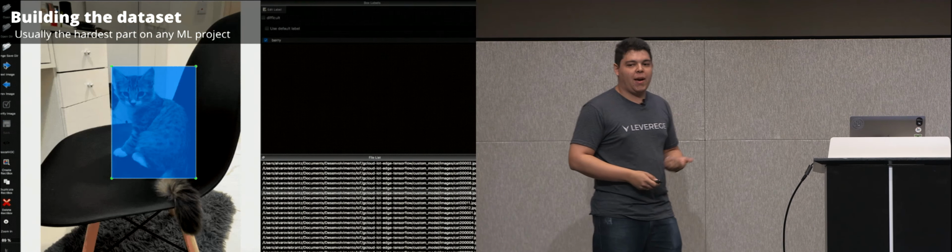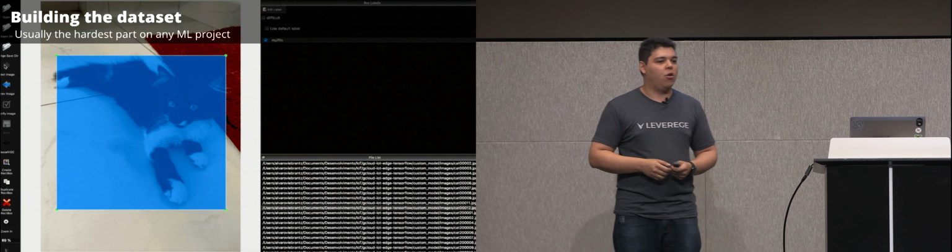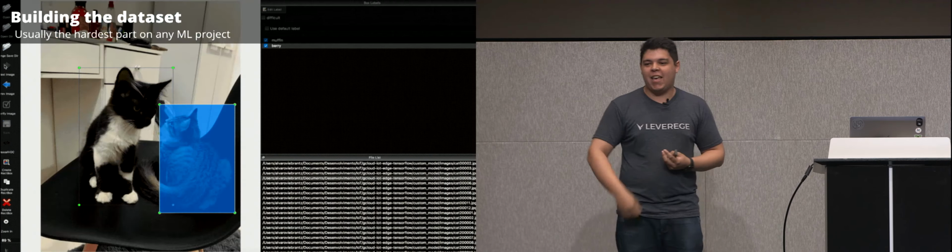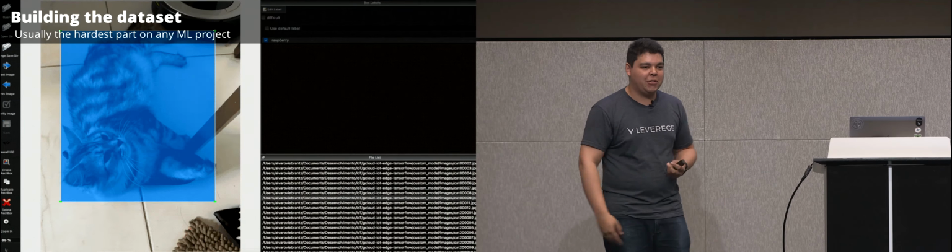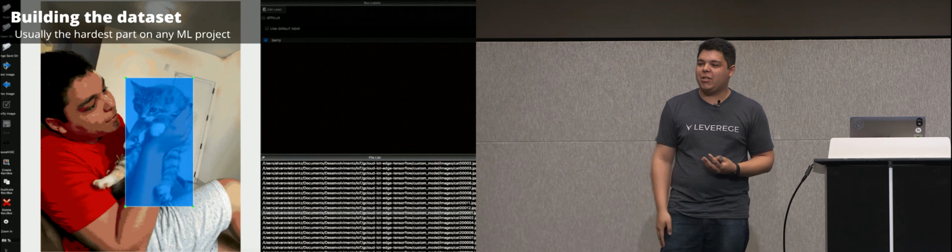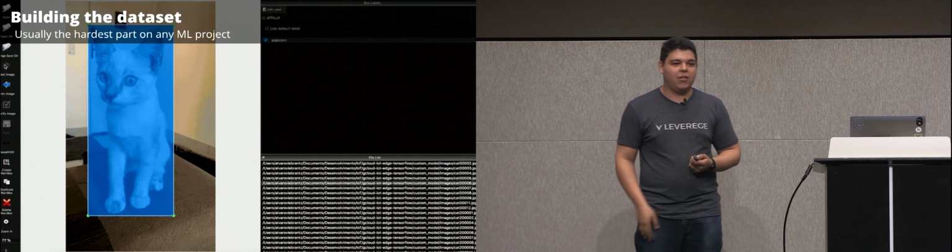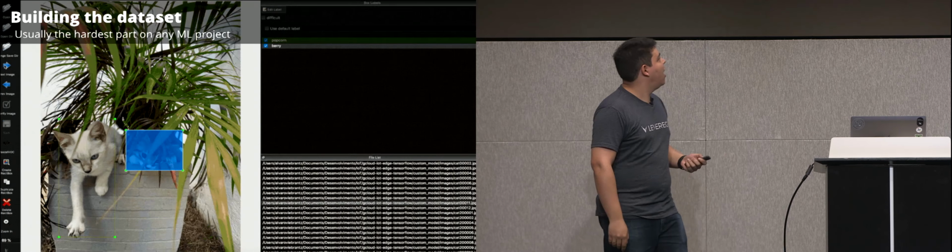So I started building my own data set. I used a software called Label Image. I got like 100, 200 images and started labeling them. Thanks to my wife, she and I take so many pictures of our cats. And I started drawing those rectangles and marking their names.